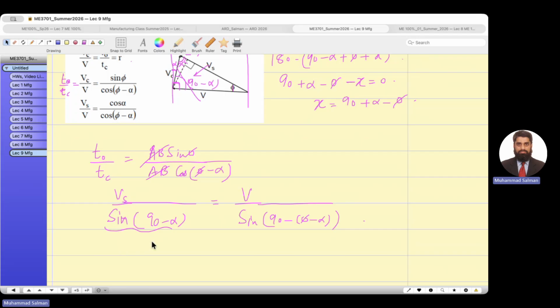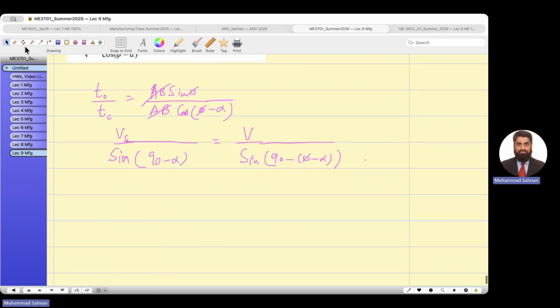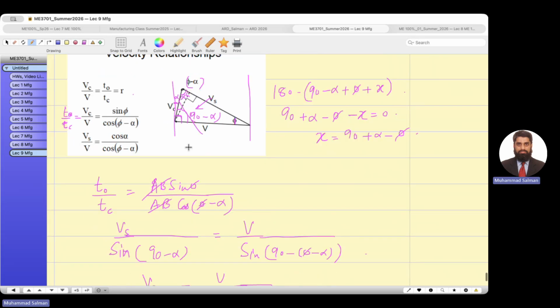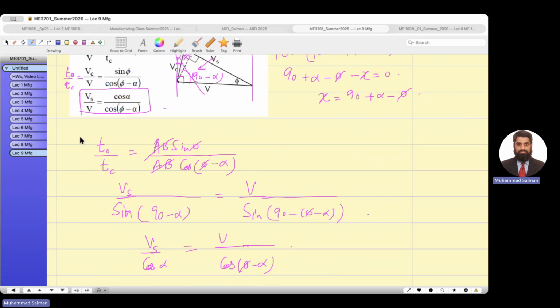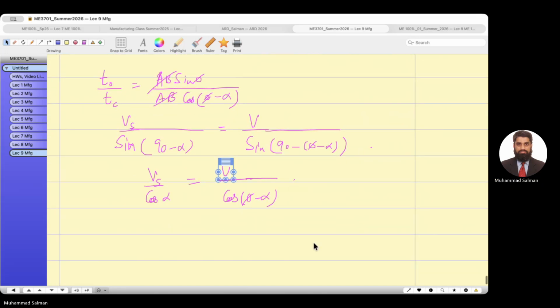Let me rewrite here for your help. So Vs over cosine alpha equals V over cosine (phi minus alpha). Agreed? Or you can write Vs over V. You just cross multiply this, okay? You get the same result. You bring this down, and that way you can find out. So these are the derivations.